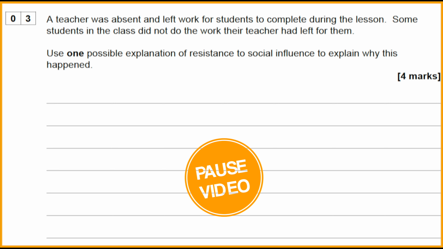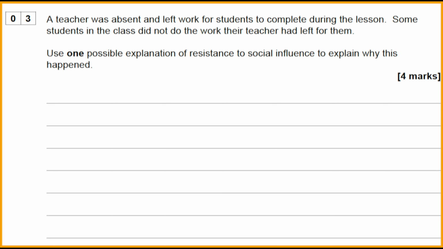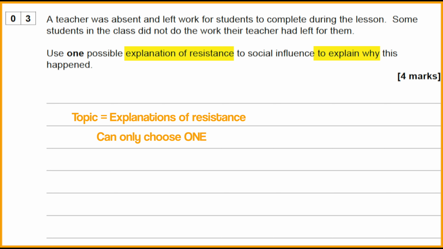Question 3. A teacher was absent and left work for students to complete during the lesson. Some students in the class did not do the work their teacher had left for them. Use one possible explanation of resistance to social influence to explain why this happened. 4 marks. Now this question has more going on. Firstly, the command words are explain why this happened, and secondly, the topic is explanation of resistance, but we're only allowed to use one and it's worth 4 marks.